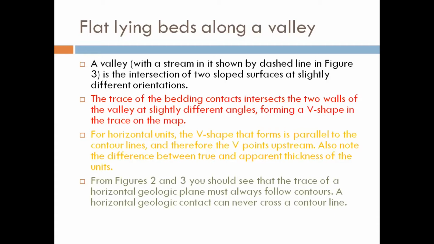Or if there is a valley that cuts across two sloped surfaces with slightly different orientations, we can also have this one. There are chances that the bedding intersects two walls of the valley at slightly different angles. We can have a V shape, and this V shape is very interesting. The diagrams that we will see shortly indicate the presence of some features that result from the cutting of contour lines and the outcrop pattern.